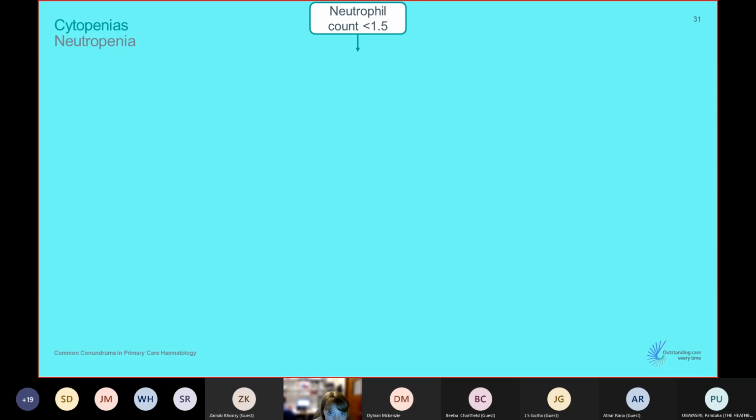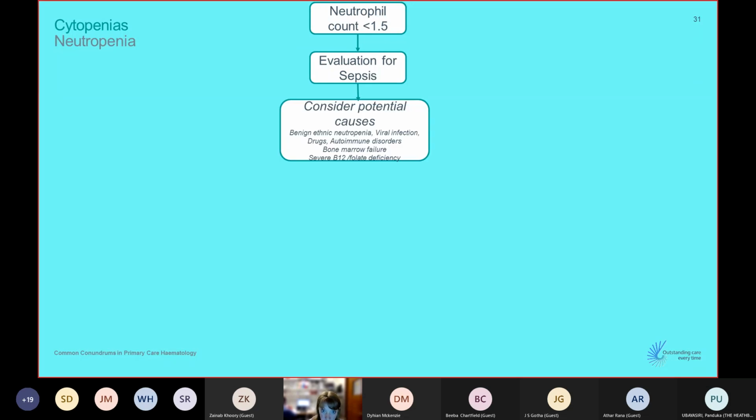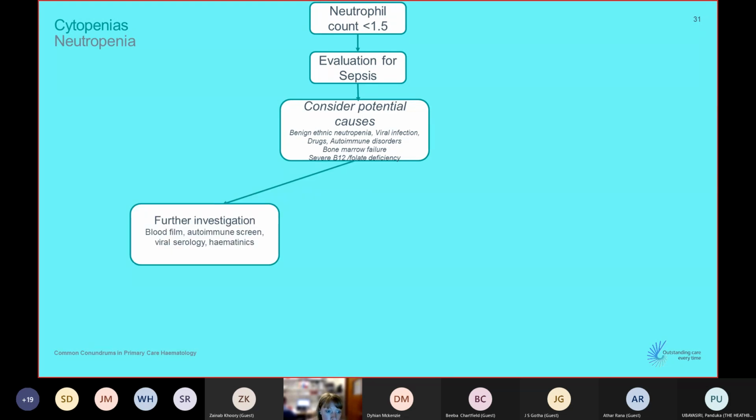So, any neutrophil count below the normal range should be looked into in more detail. And the first thing to ask yourselves is, has the patient got any clinical signs of sepsis or infection? And if so, they should be sent as an emergency to A&E. If the patient is well, we should consider potential causes. Further investigations can include a blood film, autoimmune screen, viral serology, and haematinics.